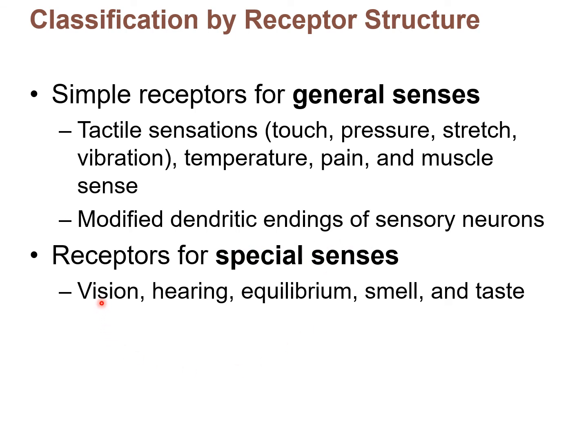For example, vision in your eyes, hearing in your inner ear with equilibrium, smell in your nasal cavity, taste on your tongue. So there's a very specific tissue, organ, or location dedicated for these 5 senses here, which are your special senses. And we're going to go through most of these senses in the rest of the PowerPoint.